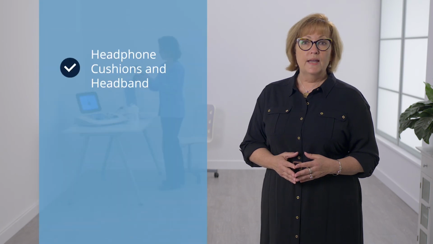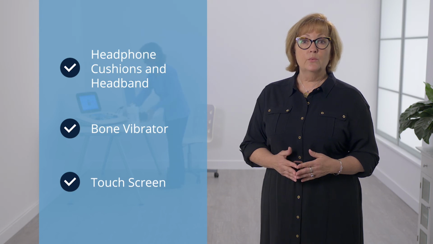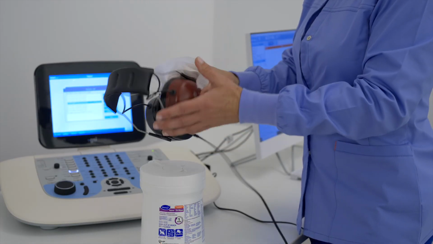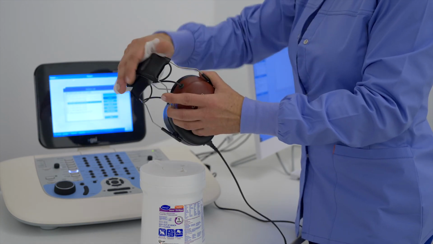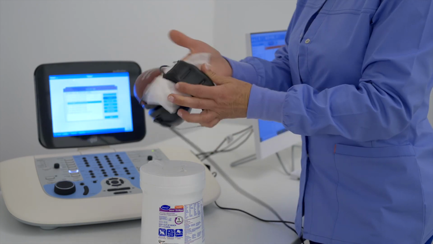GSI AMTAS is not designated as a sterile device. Non-disposable parts of the system, including headphone cushions and headband, bone vibrator, and the touchscreen, which are in direct contact with the patient, need to be disinfected between patients. This includes physically wiping down the equipment that comes in contact with the patient by using a disinfectant approved by your facility. Use of a non-alcohol-based disinfectant is recommended.